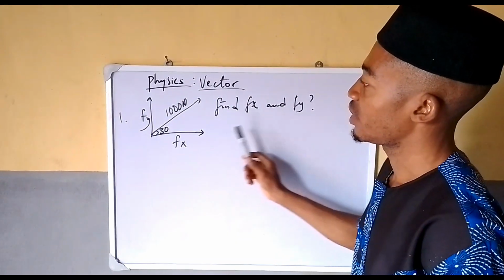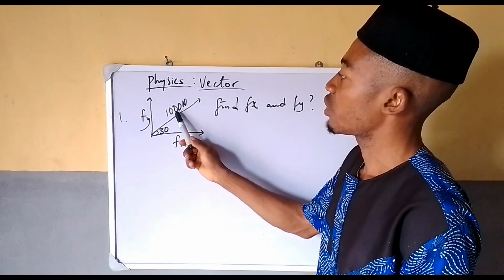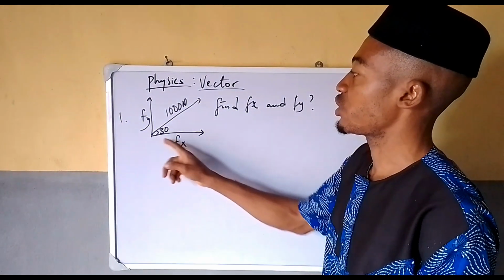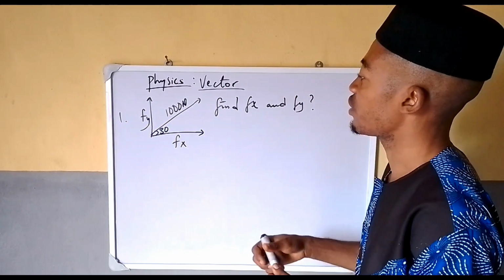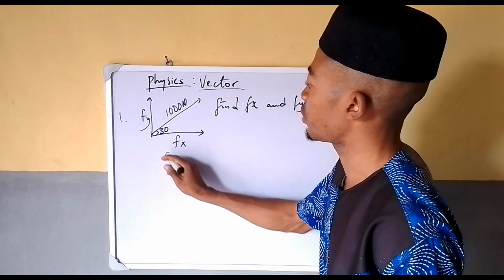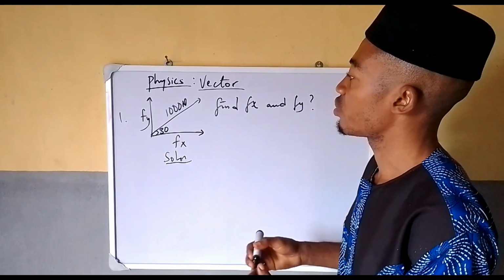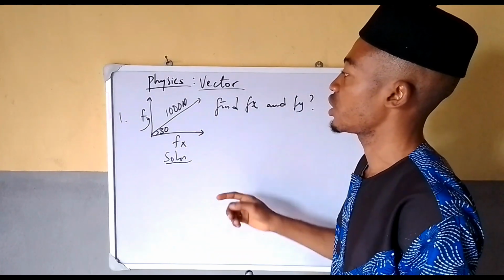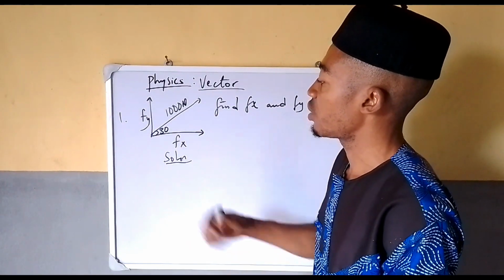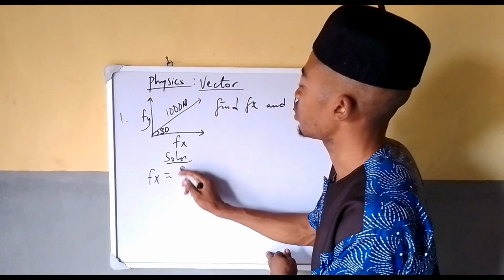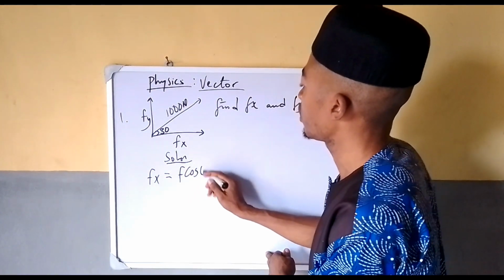Fx and Fy. We are given a vector of 1000 Newton inclined at an angle of 30 degrees to the horizontal. I am asked to find Fx and Fy. What do we do? It's very simple. We are going to use resolving of vectors into components. So our Fx is equal to F cos theta.